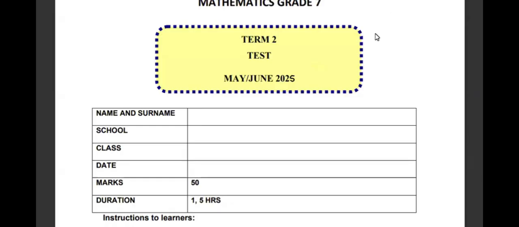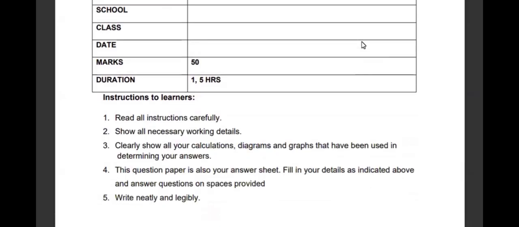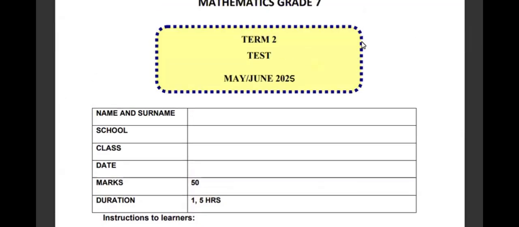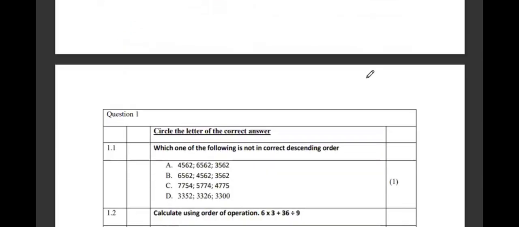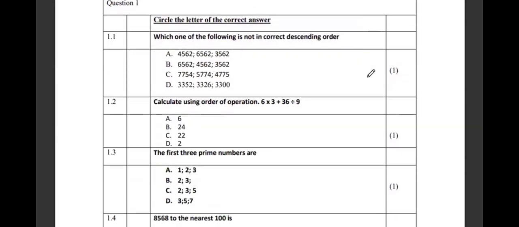So the combination of topics, especially from term 1 to term 2, will be mostly used in setting your paper. So I'm just going to use this particular sample question paper to revise and prepare you, okay? Just a step-by-step guide on what you can expect within your paper for June 2025. Okay, so question number 1 is talking about MCQ.